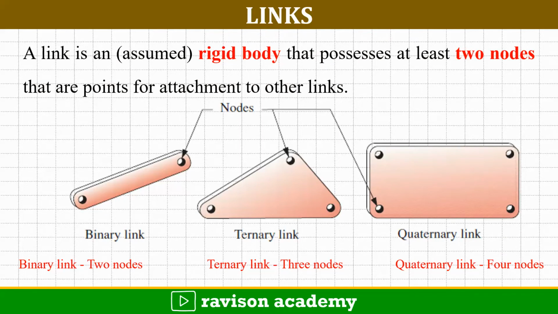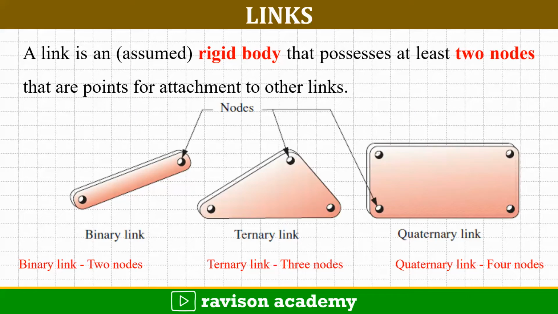Before going to the identification of chains, we should know about the elements of chains. A combination of links makes the chain. A link is defined as a rigid body which has at least two nodes. It is used for the attachment with the other links.